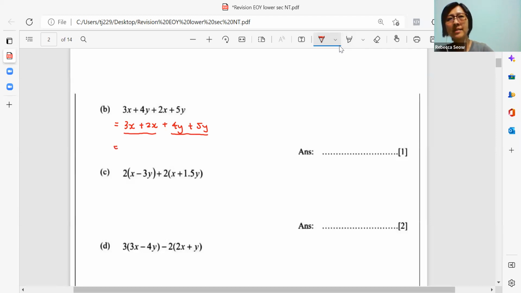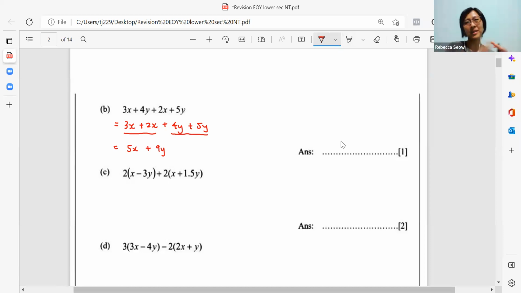3x plus 2x gives you 5x. 4y plus 5y gives you 9y. This is the final answer. We cannot combine 5x and 9y because they are unlike terms.